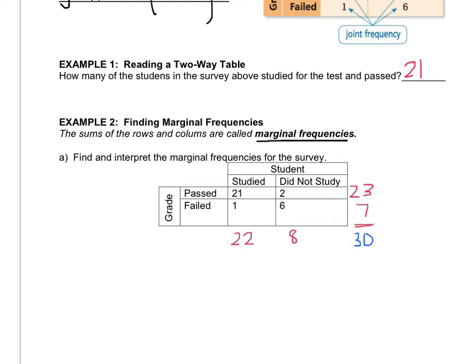How many people did not study? You'd say 8. And the way that you can check yourself is if the sum this way equals the sum this way. Sometimes when you're doing a two-way table, you'll maybe miss a number or something, and you won't get the 30 going in both directions, and then you say, wait a second, something went wrong. So these red numbers are called marginal frequencies. They're the sum of the rows and the columns.